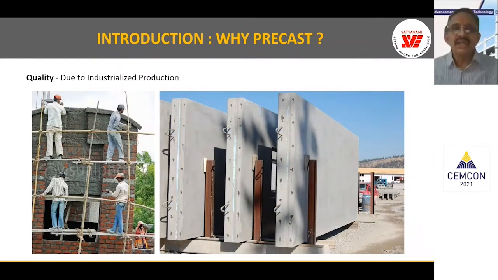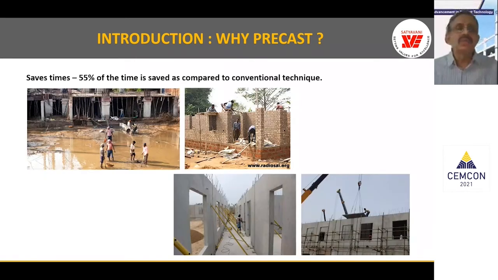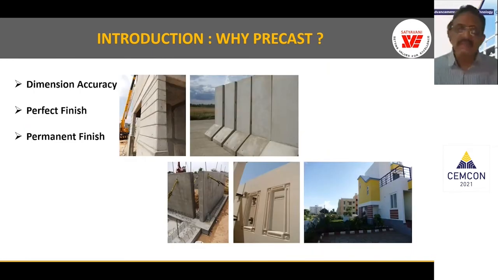And we can see the advantages of quality, the conventional versus precast, what I'm showing here, and also saving time with the reduced number of activities, like no plastering, no scaffolding required. Once we erect, we can straight away go for fixing of the joinery, doing the flooring and painting directly. And dimensional accuracy and a perfect finish will give an aesthetic look and better appearance of the facades, and a permanent finish. We all know when we go for plaster or rendering, there will be falling of the plaster and cracks in the plaster, all that.